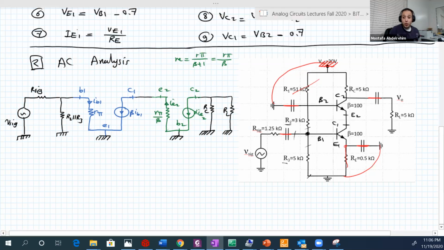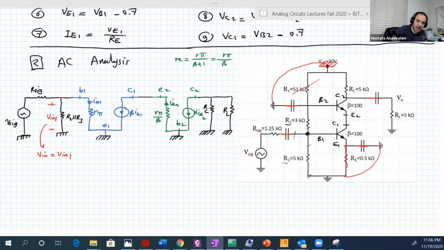Now, where is V input 1, V output 1, V input 2, V output 2, and the main input of the circuit and the main output of the circuit? Stage 1. The input is at the base. Here is the input, V input 1, which is actually also the input of the whole circuit. So the input 1 is equal to the main input to the circuit.